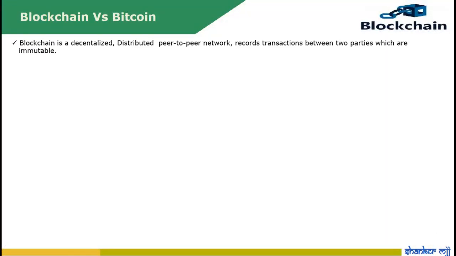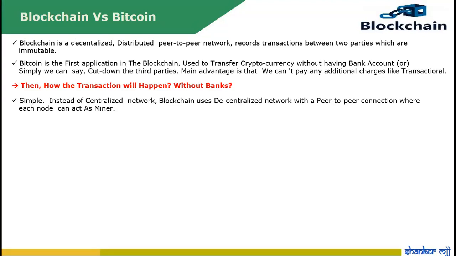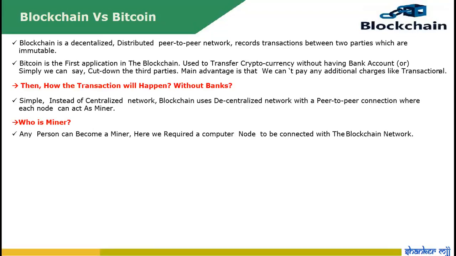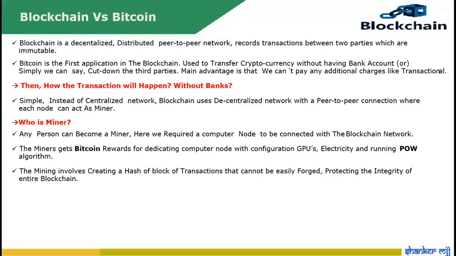Blockchain versus Bitcoin. A blockchain is a decentralized, distributed, peer-to-peer network that records transactions between two parties, which are immutable. Simply, we can say that we can transfer cryptocurrency from one country to another country without additional charges like transactional charges, currency exchange, etc. A Bitcoin is the first application of the blockchain, used to transfer cryptocurrency without having a bank account, or simply we can say it cuts out third parties like banks. The main advantage is that we do not pay any additional charges like transactional charges.